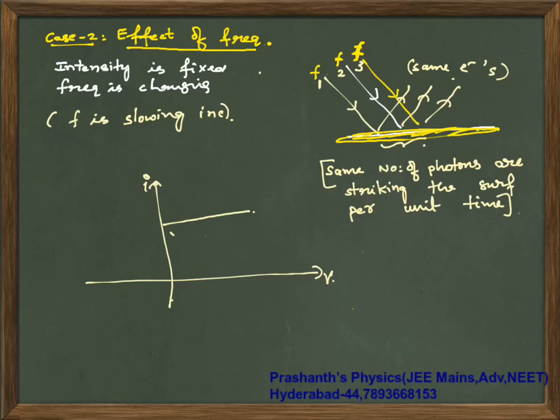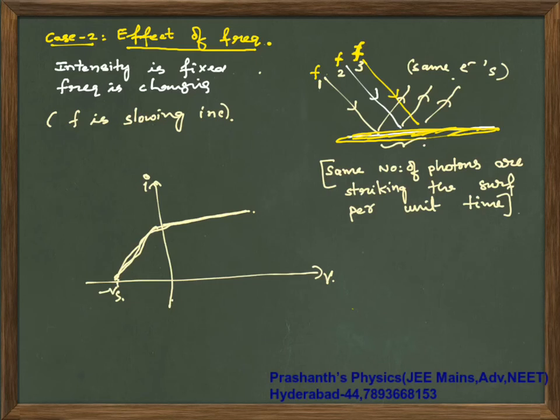It doesn't matter if you are trying to draw your current versus potential graph: for each frequency the ejected electrons' kinetic energy will be different, but the number of electrons emitting will be the same. So here the photocurrent is going to remain the same if you draw the I versus V graph, provided you are projecting onto the same metal, and after you cross the stopping potential only you will get this graph.